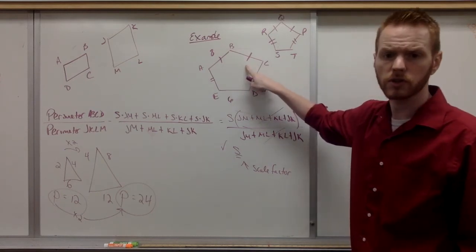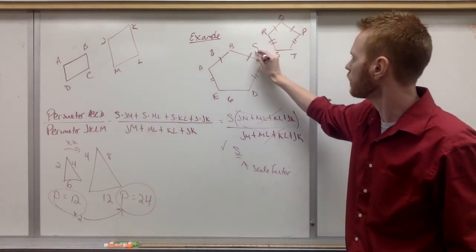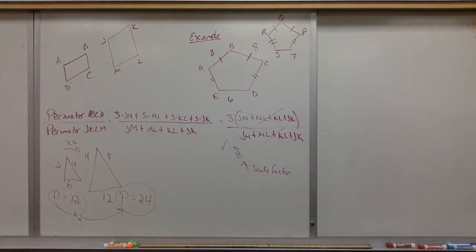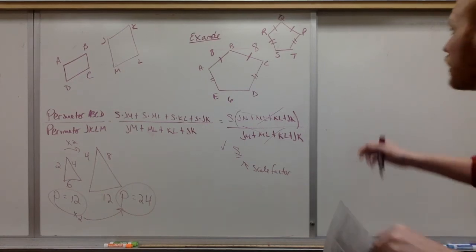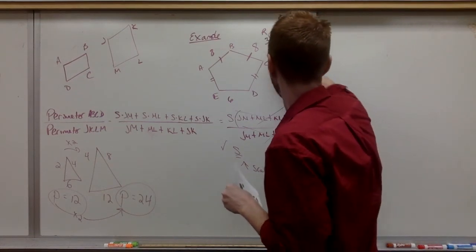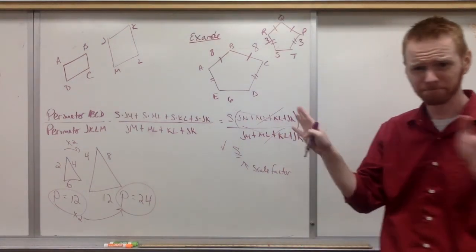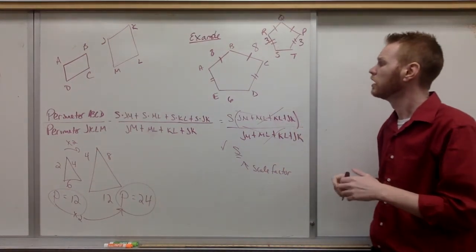Because of these congruency marks, if this is 8, I know this is 8. I think that's it, huh? I don't think, in fact, let me just double check. I'm sorry. This is a 3, which makes this one 3. There was one more measurement. I'm like, wait a minute. I need something else. All right.